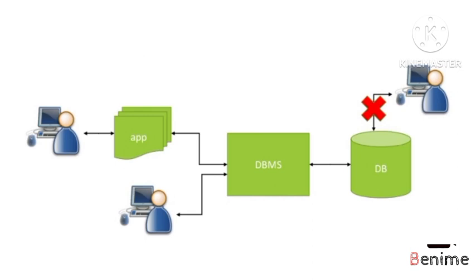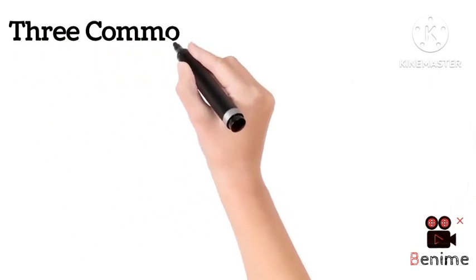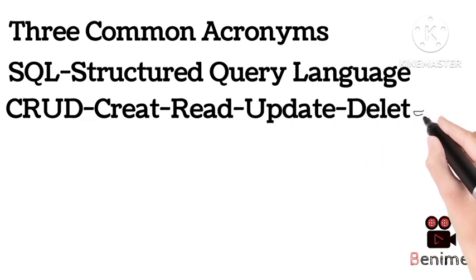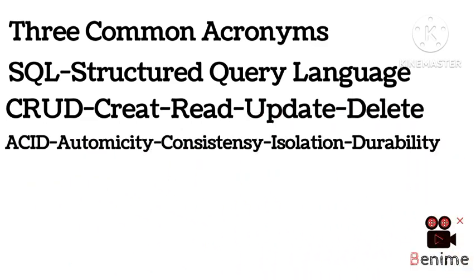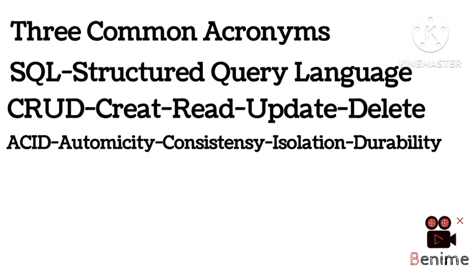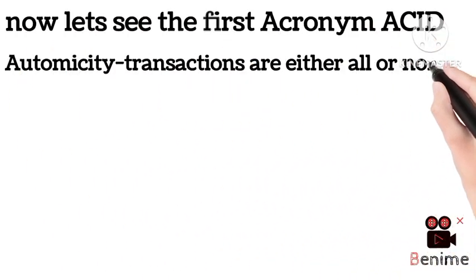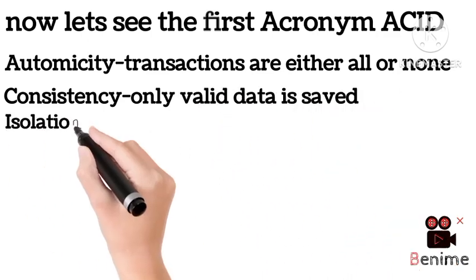And if you are new to this, let's see the top common acronyms of the database, which start with SQL, whose full form is Structured Query Language. Another is CRUD: create, read, update, delete, and ACID: atomicity, consistency, isolation, and durability. Let's move forward and see the first acronym, ACID.